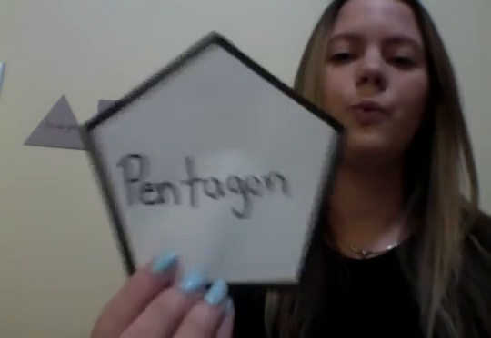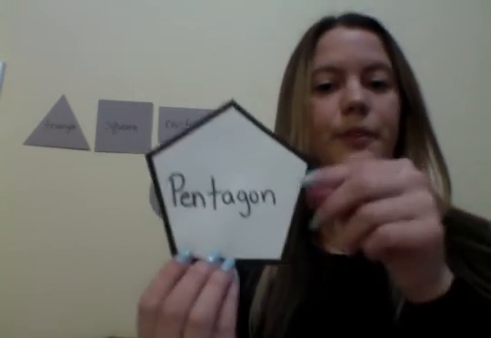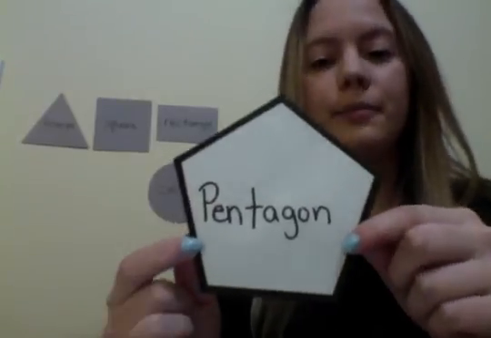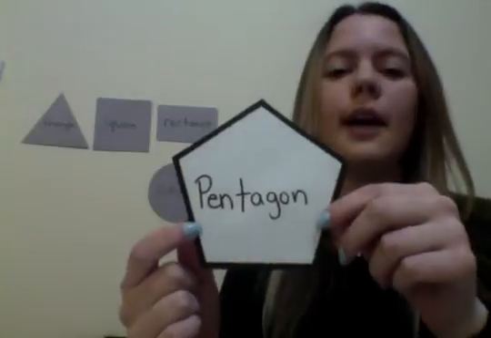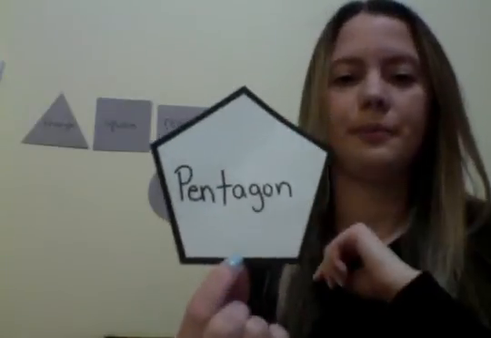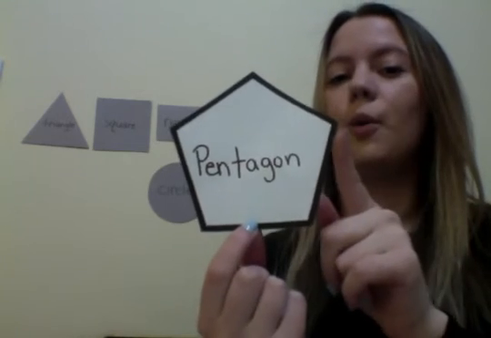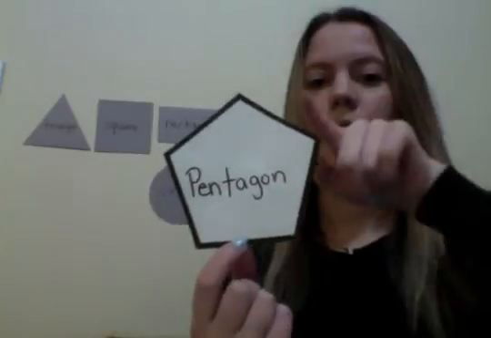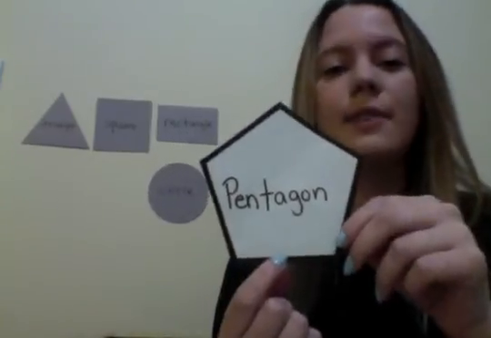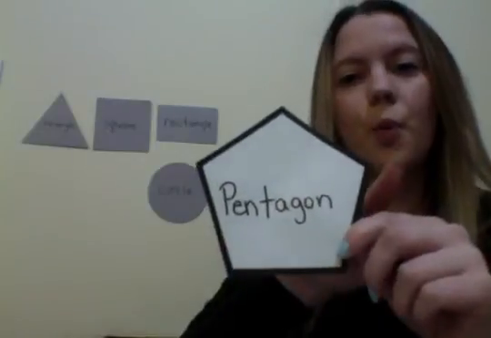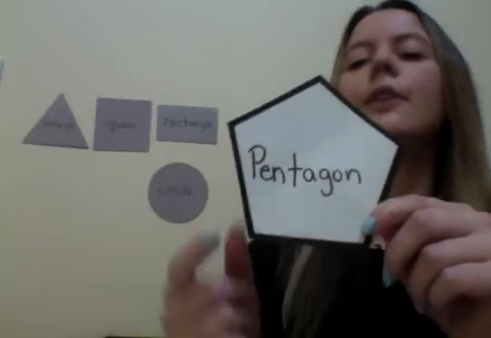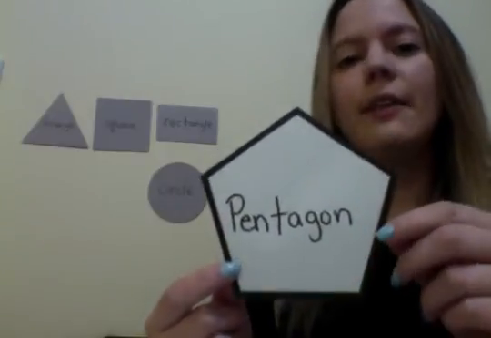I have another shape here. Does anyone know what this shape is? It's a tricky one. This is called a pentagon. Can we all say pentagon? How many sides does a pentagon have? You guys can count it. It has 1, 2, 3, 4, 5. It has 5 sides. And let's count the corners. 1, 2, 3, 4, 5. So the pentagon has 5 sides and 5 corners.